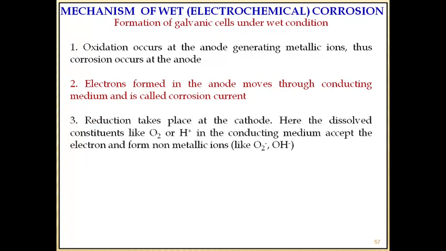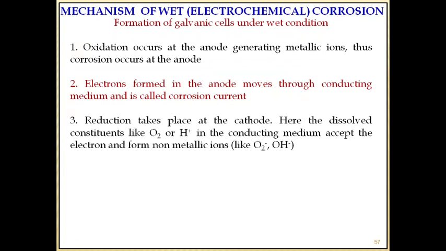Reduction takes place at cathode. The environment which is very close to the surface of the metal will be acting as the cathode, and reduction takes place there. The dissolved constituents like O2 or H plus will be getting converted to non-metallic ions like OH minus or O2 minus.